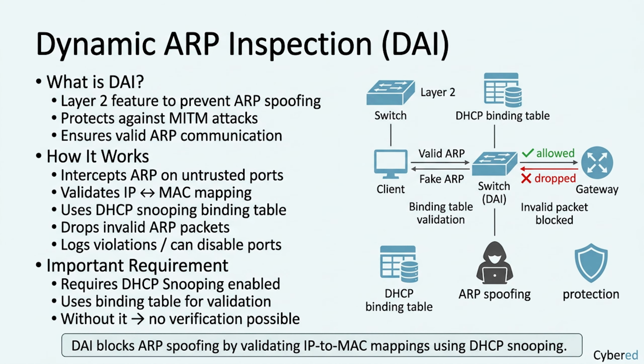How it works: DAI works by intercepting ARP messages on untrusted ports, validating IP to MAC mappings using the DHCP Snooping binding table, dropping invalid ARP packets, logging violations, and disabling ports if needed. An important requirement: DAI requires DHCP Snooping, and uses the binding table to verify legitimate devices. Without DHCP Snooping, DAI cannot validate ARP messages.